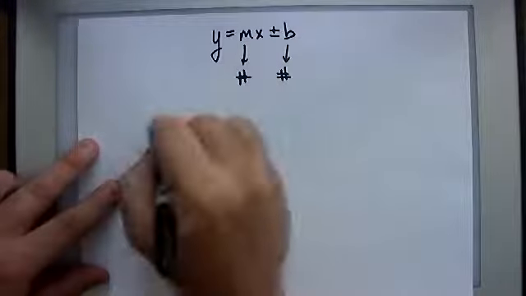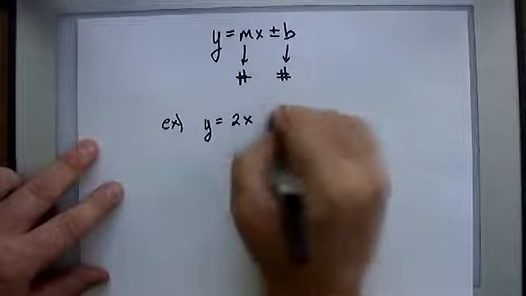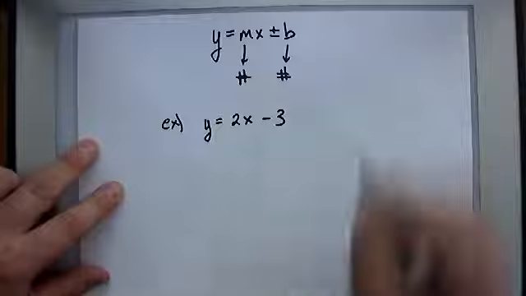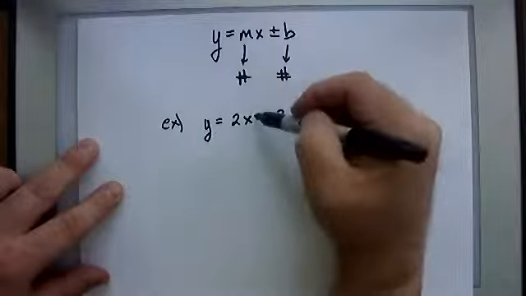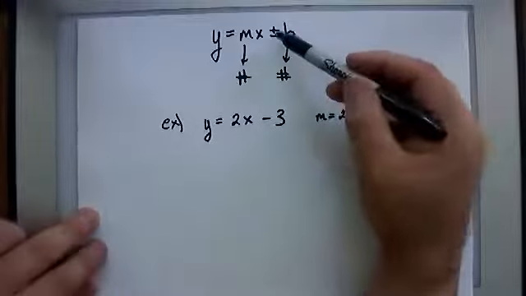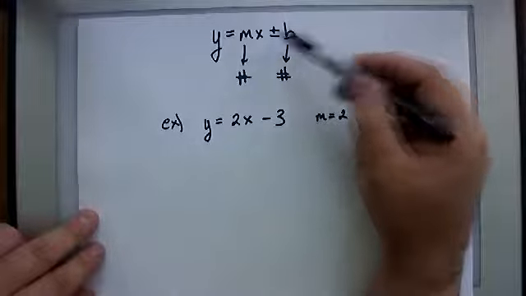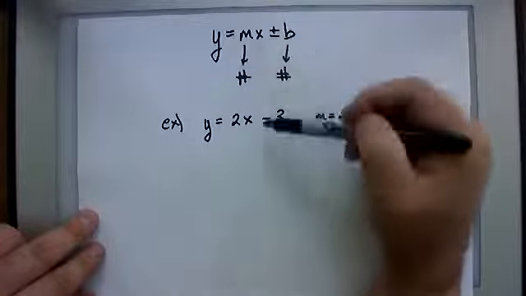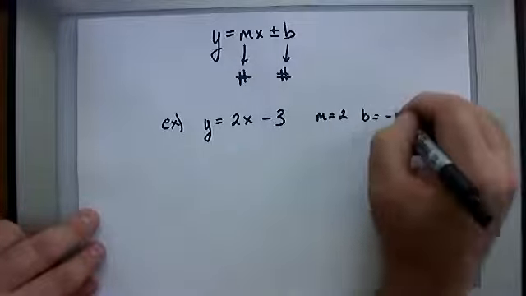Some examples here would be maybe y equals 2x minus 3, right? Where the 2 is the m, mx, 2x, and then the b, this could be a positive b or a negative b. I guess I should have mentioned that. It's actually plus or minus b because the b does not have to be positive. It could be a negative number. So if it's positive, put a plus. If it's negative, then put a minus or negative sign. So the b is negative 3.